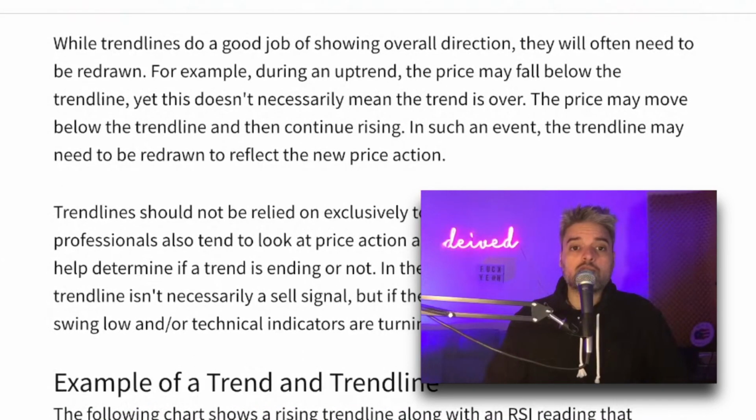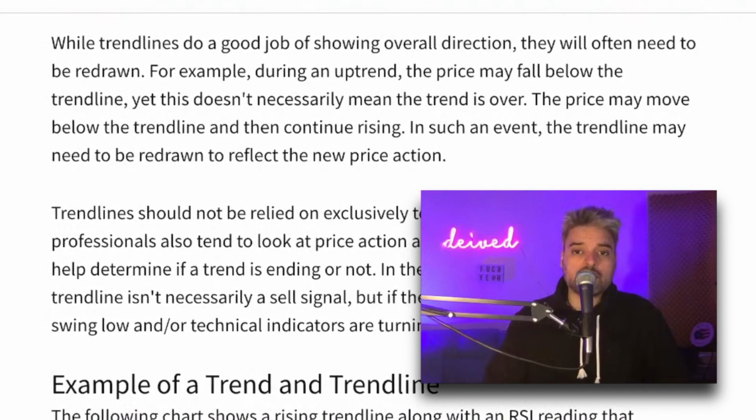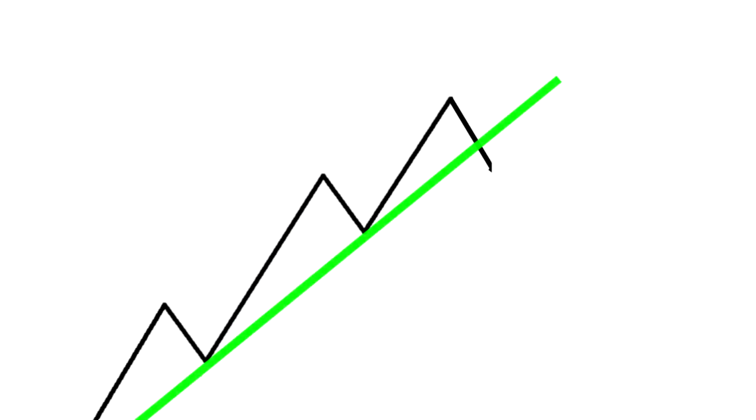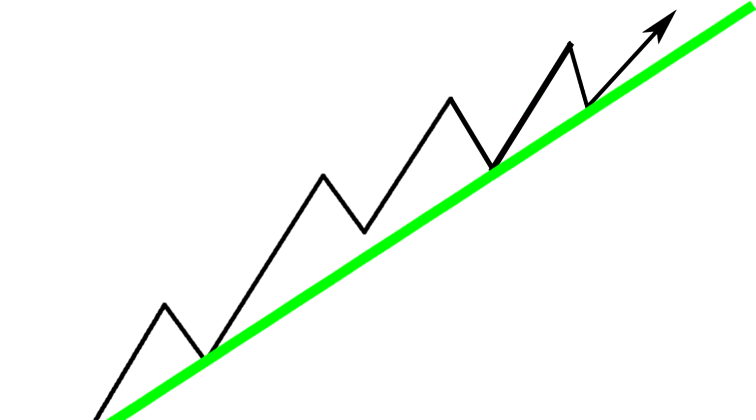While trend lines do a good job of showing overall direction, they will often need to be redrawn. For example, during an uptrend, the price may fall below the trend line, yet this doesn't necessarily mean the trend is over. The price may move below the trend line and then continue rising. In such an event, the trend line may need to be redrawn to reflect the new price action.